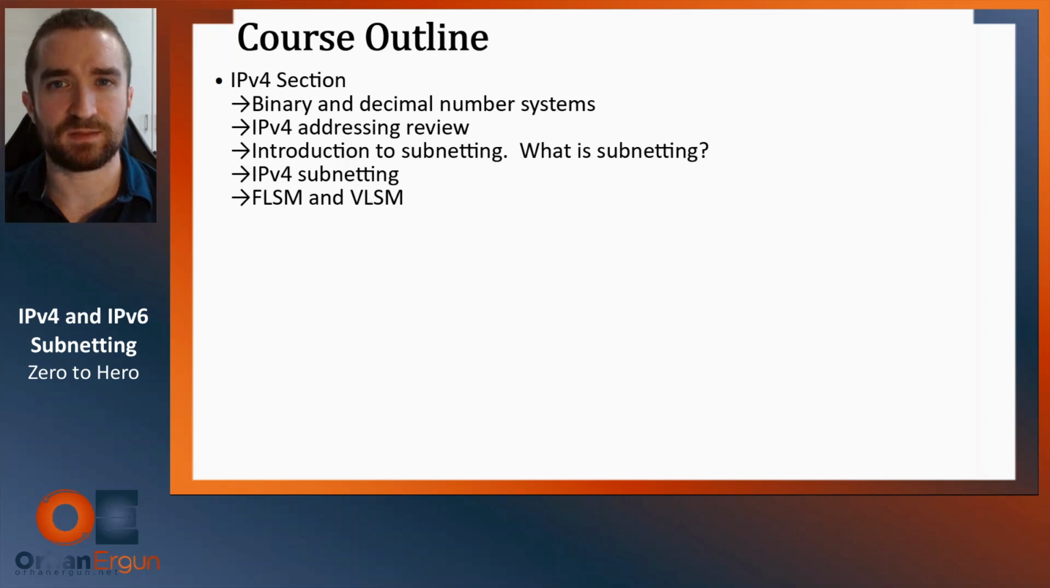FLSM stands for fixed length subnet masks. That is the process of subnetting in which you make subnets of equal size, whereas VLSM is variable length subnet masks. And when doing VLSM, you make subnets of variable lengths. The subnets aren't all the same size.